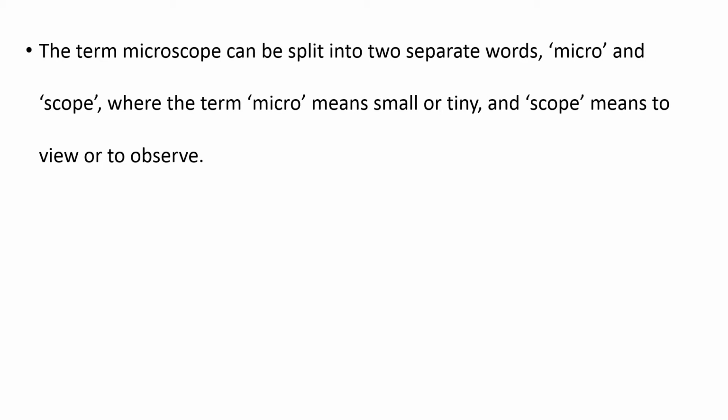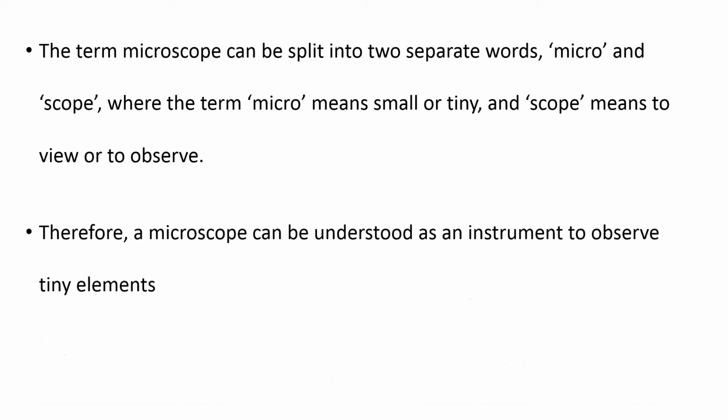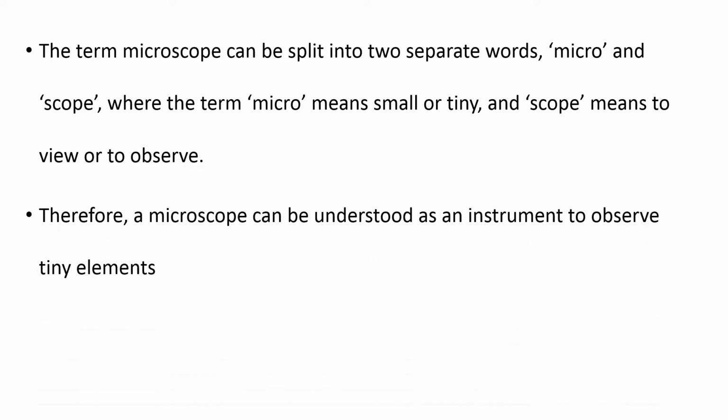So if you combine the two words together, we say that it is an instrument that is used to view small, that is micro, objects, or small or tiny objects that cannot be seen with the use of the naked eye. So we understand that generally it is an instrument that is used to view tiny elements or tiny objects.